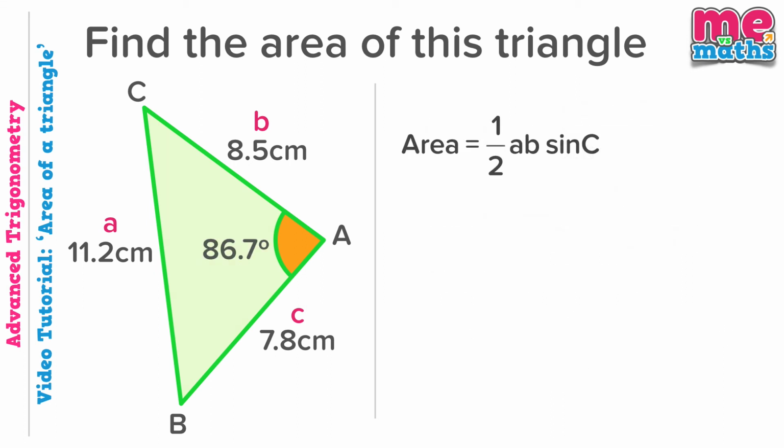Okay, now we know an angle, we can use our formula, but rather annoyingly this uses angle C, so we'll need to swap our letters round a bit. All we're going to do in our formula is swap the a's with the c's, so that will give us a new version which looks like this, half cb sine A.